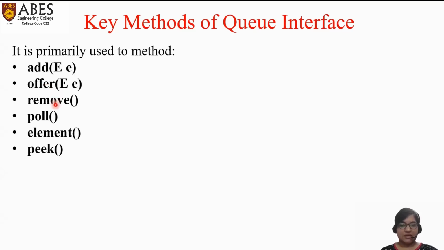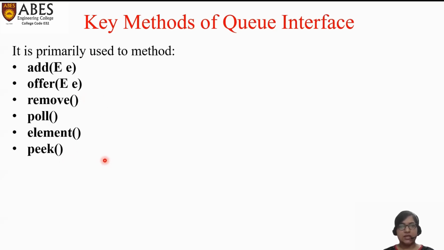Then we have the remove method. The remove method is used to retrieve and remove the head of the queue and throws an exception if the queue is empty. Next we have the poll method. The poll method is used to retrieve and remove the head of the queue. It returns null if the queue is empty. We have the element method. The element method retrieves but doesn't remove the head of the queue. It throws an exception if the queue is empty. We have the peek method. The peek method is used to retrieve but doesn't remove the head of the queue. It returns null if the queue is empty. So it's all about the key methods of the queue interface.